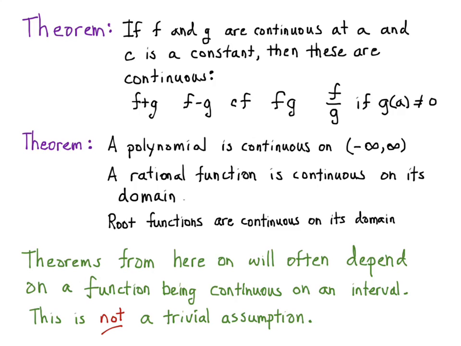Oftentimes, theorems that you think are going to fail or give you a wrong answer don't fail and don't give you a wrong answer. It's that you've assumed they apply when they don't, because you're using them on a function that isn't continuous over the region that you're interested in. The last theorem that we're going to talk about today is called the intermediate value theorem, and continuity is huge because if it isn't continuous, the theorem doesn't apply.